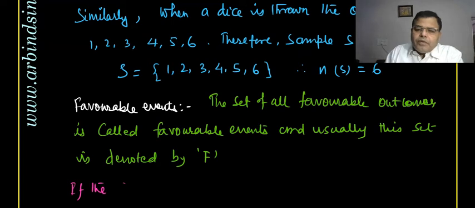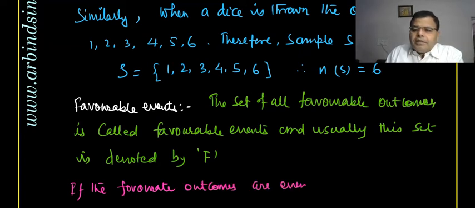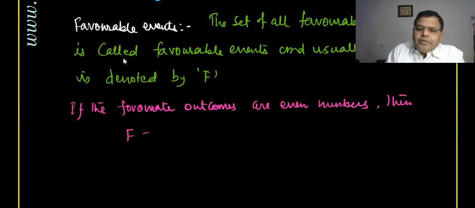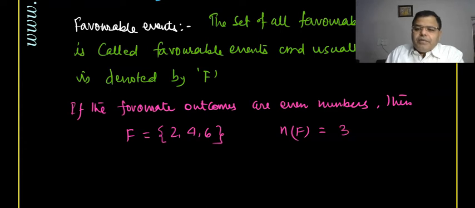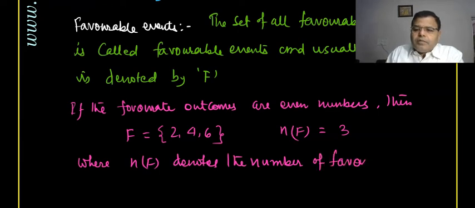So if the favorable outcomes are even numbers, then F must contain how much? F is the set in which 2, 4, and 6 will come. And N(F) is the number of elements in the favorable event, that is 3. So N(F) is 3, where N(F) denotes the number of favorable outcomes.